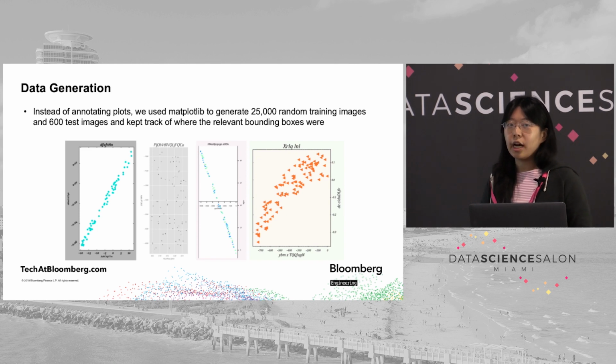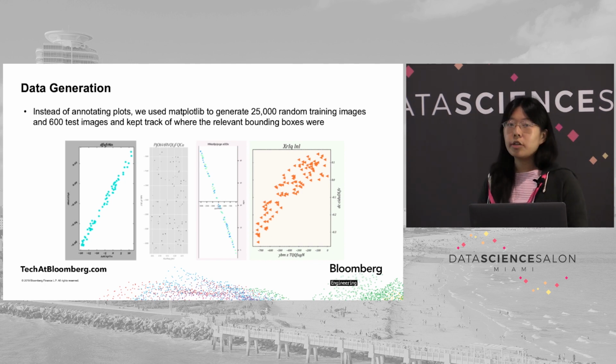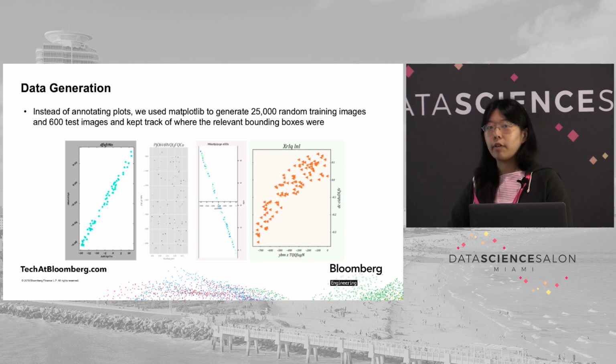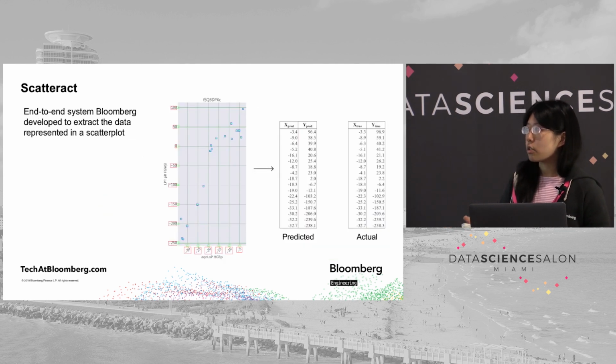In order to train object detection models, it requires a lot of data. And instead of annotating plots, what you might want to do is to synthetically generate them. What we ended up doing was using Python's library, matplotlib, to generate random images. By generating them randomly, you know exactly where the objects are located. Once you keep track of them, then it's easy for evaluation later on. There's no need for annotations. And here are some examples of the randomly generated images.